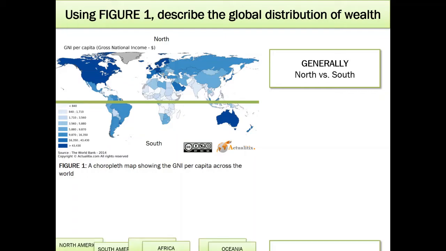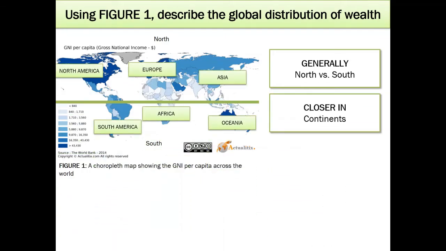We're then going to look closer in, and we're going to look at specific continents. So which continents have the highest GNI? And again, we're looking at those dark blue colours, and there should be two continents in the north that have high GNI, okay? Because we can see that the north has slightly higher GNI than the south, okay?